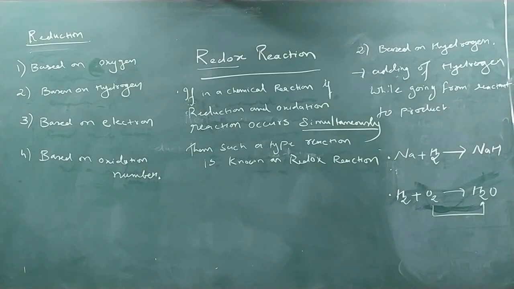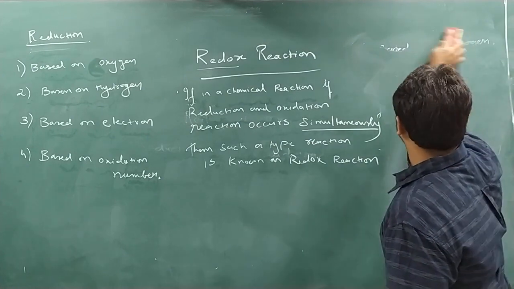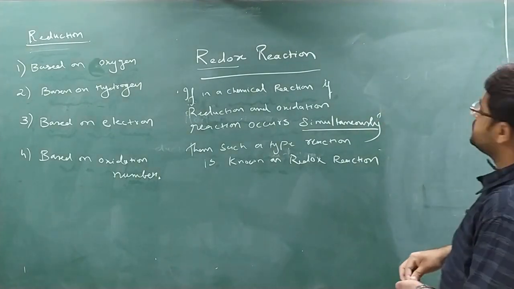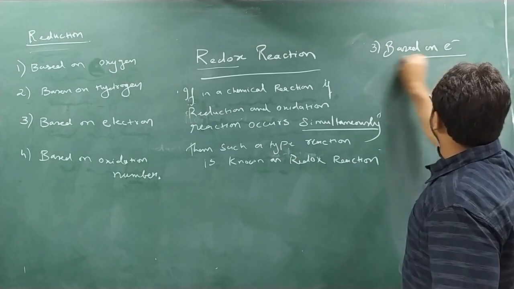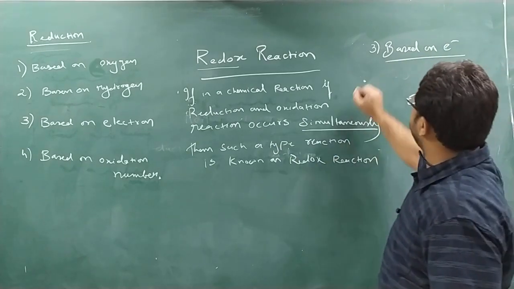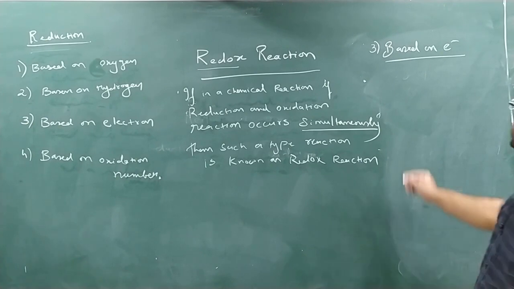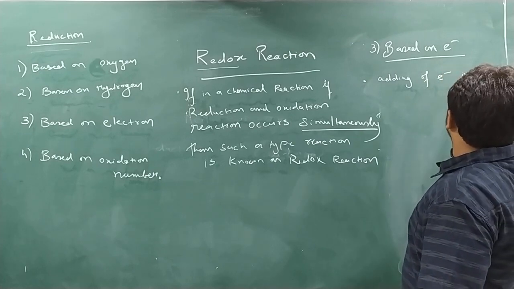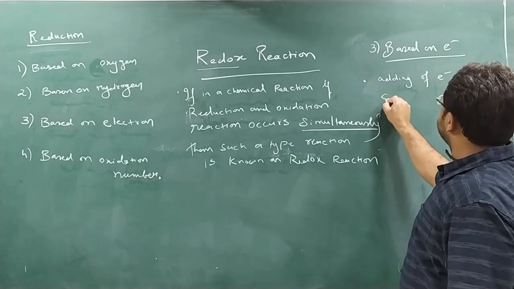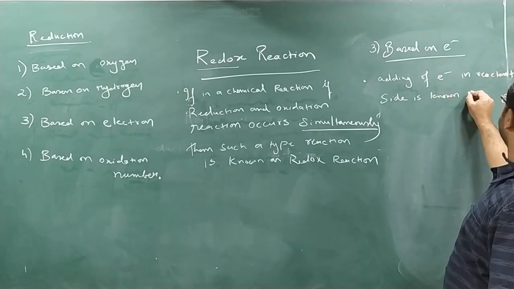The next is based on electron. So the third topic comes based on electron. In oxidation, the definition based on electron was loss of electron while going from reactant to product. But here is the reverse case, that is, adding of electron on the reactant side is known as a reduction.